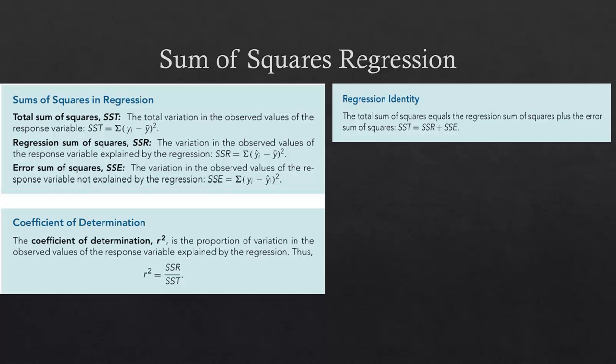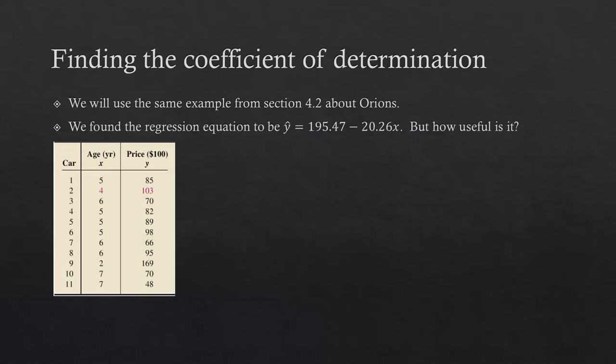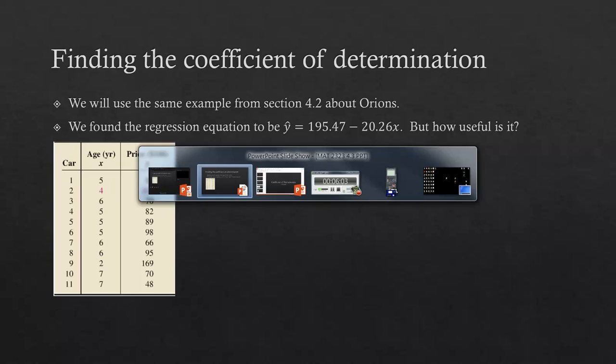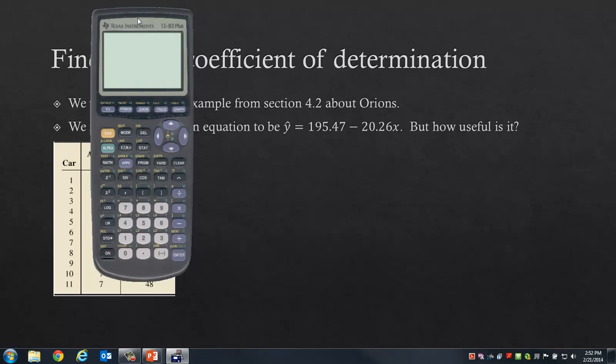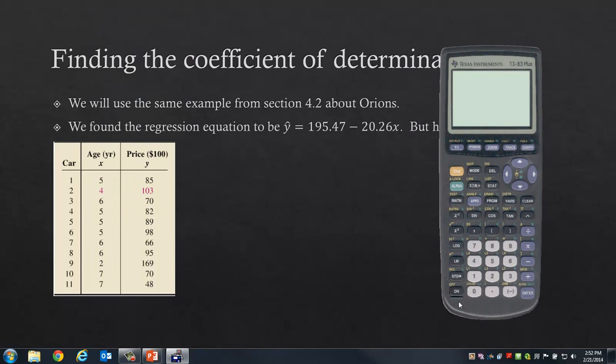Okay, so here's what I mean. If you remember from section 4.2, this is the regression equation that we found, and this is the t-chart that we had. Now, let's review how to do this in our calculator. So, here's our calculator, and I know that's pretty fancy, so this is something new for us. So, let's review what we need to do here.